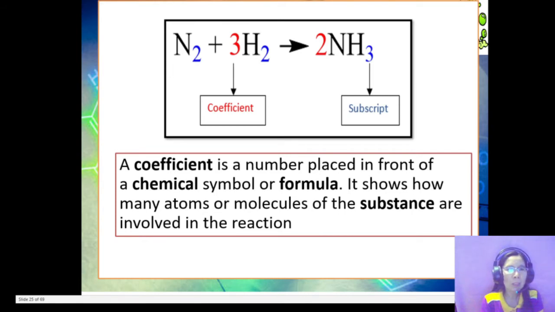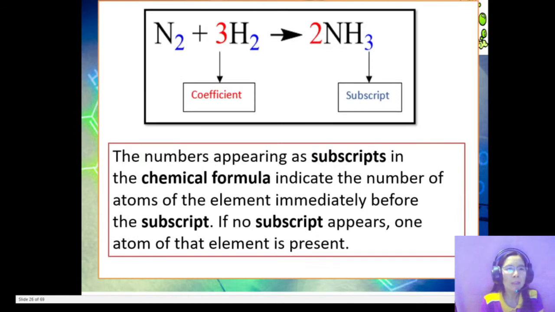How about subscript? What is a subscript? Yes, the numbers appearing as subscripts in the chemical formula indicate the number of atoms of the element immediately before the subscript. If no subscript appears, one atom of that element is present. So the number written below the chemical symbol in a chemical equation is what we call a subscript. And if there is no number on that particular symbol, it means it has one atom of that element. Okay? Coefficient from subscript.